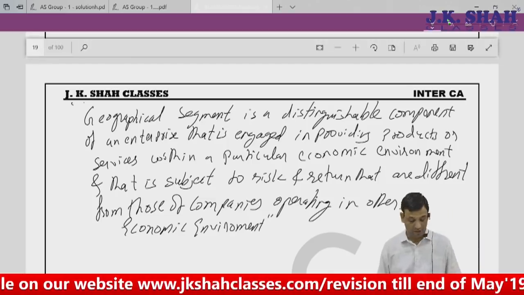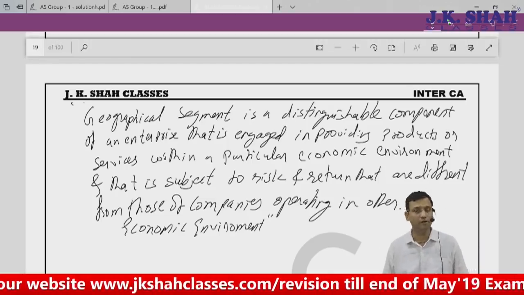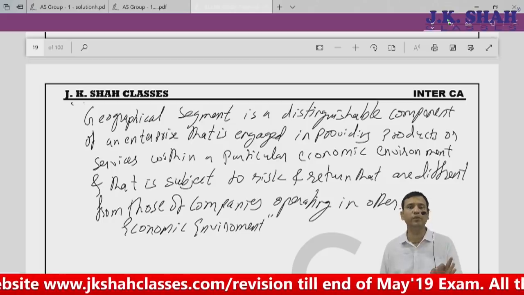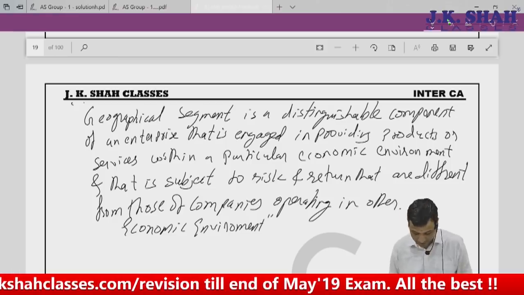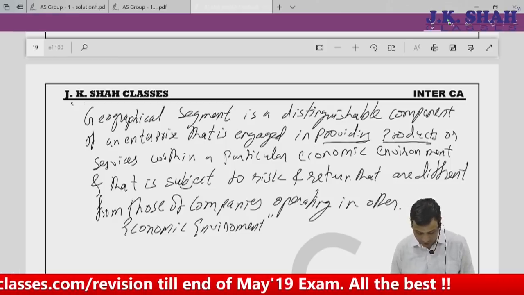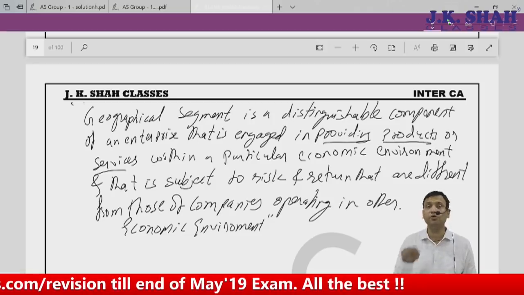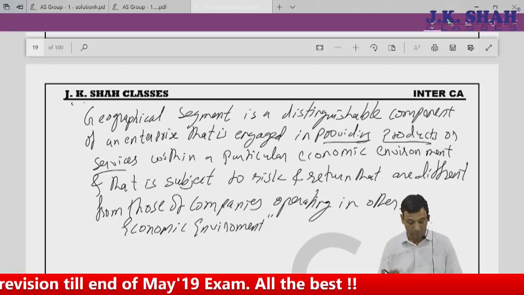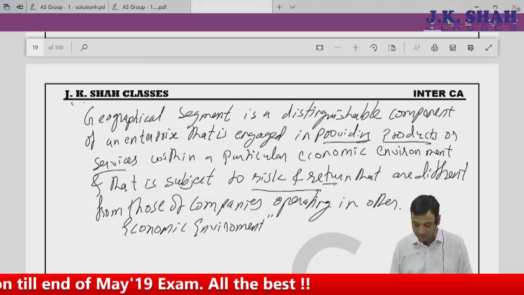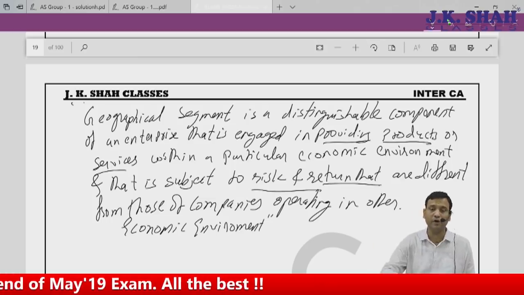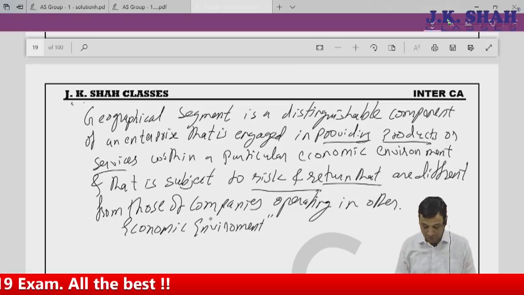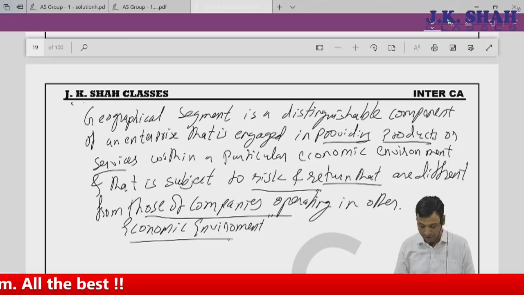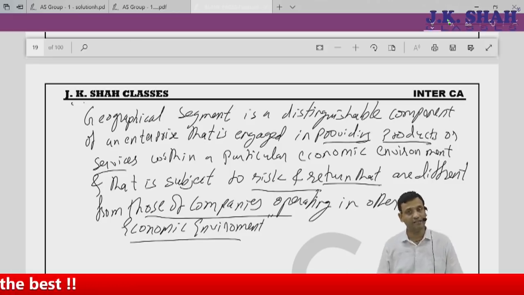Now again, a big definition. It's a distinguishable component. What is this component doing? It is engaged in providing goods or services within a particular economic environment, and the risk and return of this particular economic environment where you are giving these goods and services is different from those of companies operating in other economic environments. Then I'll say it is a geographical segment.